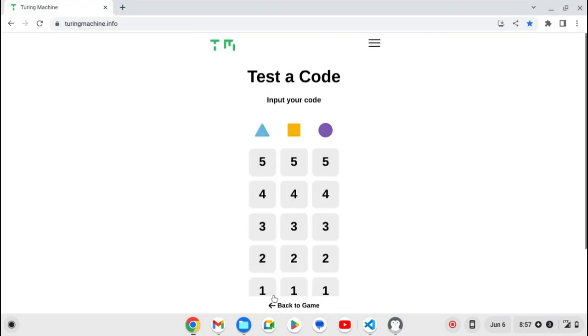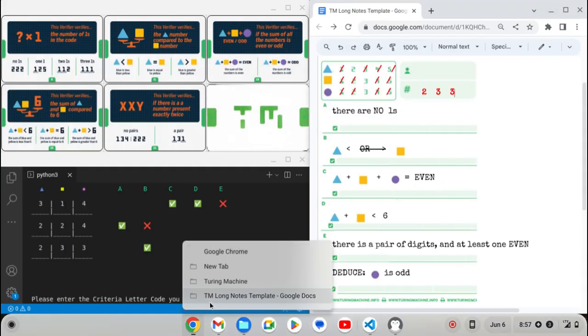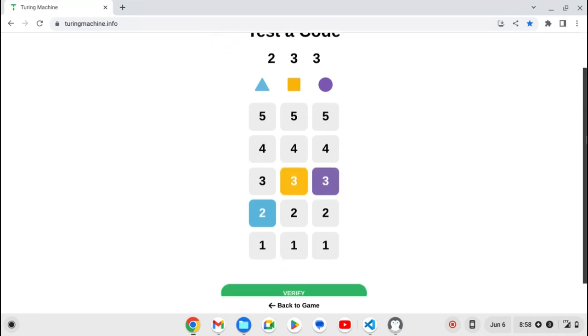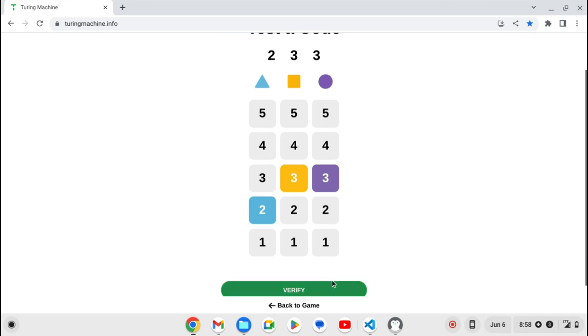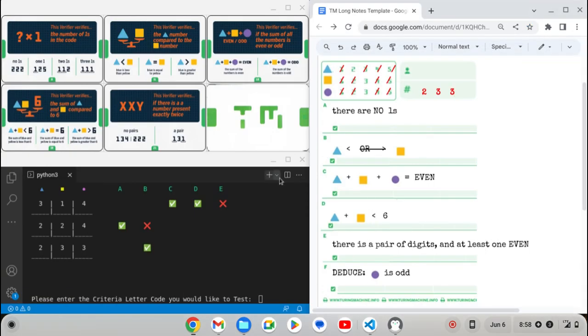All right, so what was it? 233, right? Yeah, 233. Okay, so let's go ahead and verify. 233. Okay, yeah, so we got it. But again, did we beat the Turing machine? I am not so sure. With a 5 criteria puzzle going to 3 rounds, not promising.